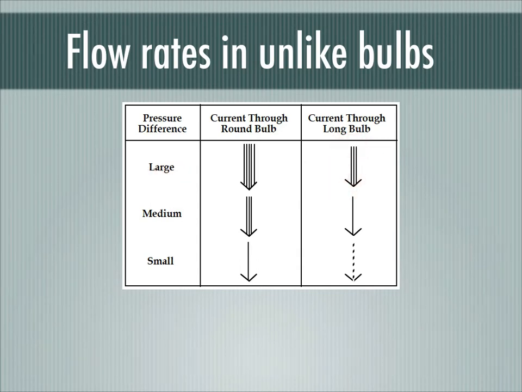So what this is telling me is if you have a high resistance, you need a higher pressure difference, larger pressure difference, to produce the same flow rate as you get through a lower resistance round bulb. So if I have 1 arrow tail, to get a 1 arrow tail flow rate in a round bulb, I only need a small pressure difference. But to get a 1 arrow tail flow rate through a long bulb, I need a medium pressure difference. So bottom line here, different pressure differences are required to get the same flow rate in a series circuit in unlike bulbs or different resistances.